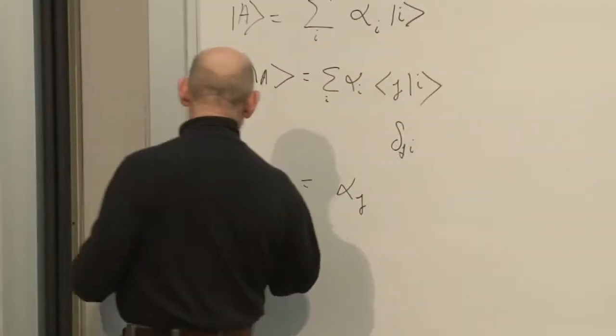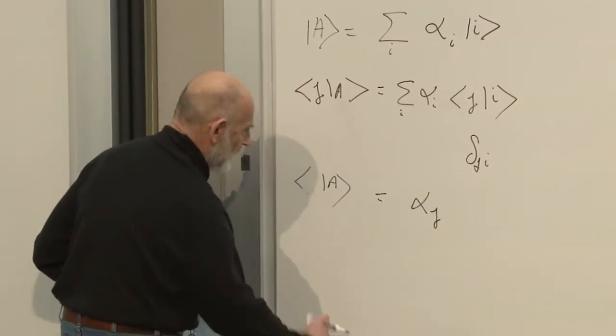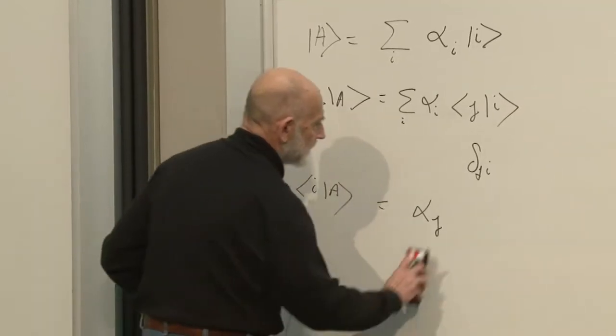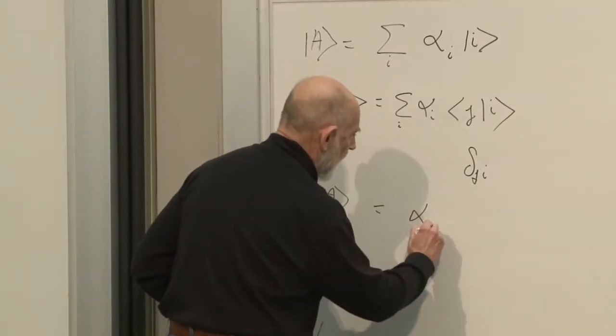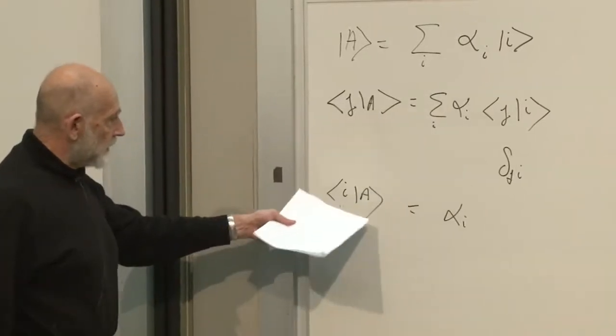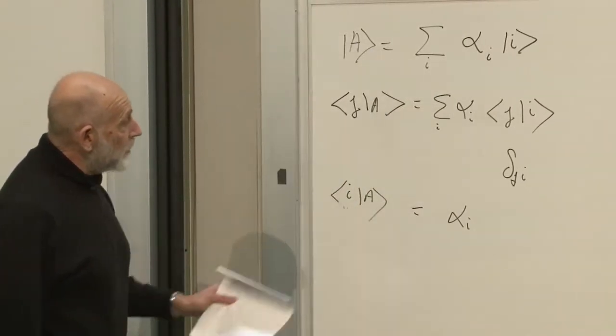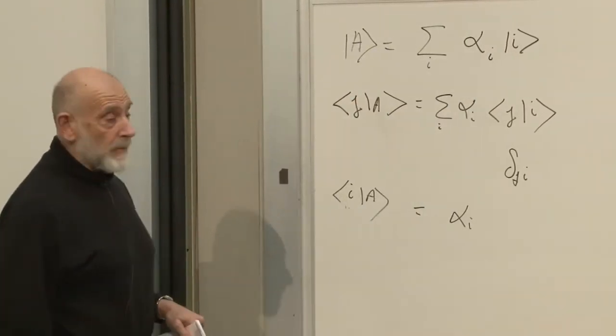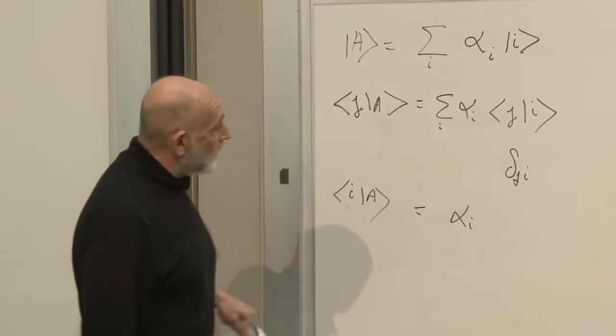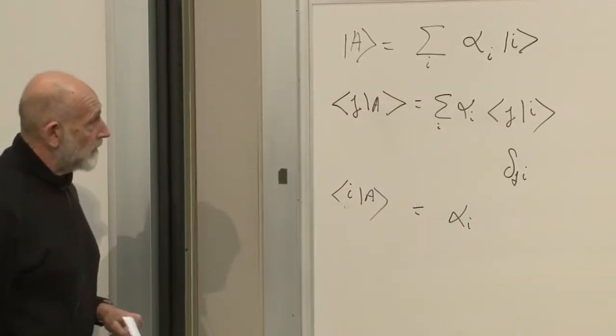It could also be alpha I. It doesn't matter which I or which j. The ith coefficient is an inner product. Now, I can use that to rewrite the sum up here. I now know what the alpha sub i's are. They're these guys over here.